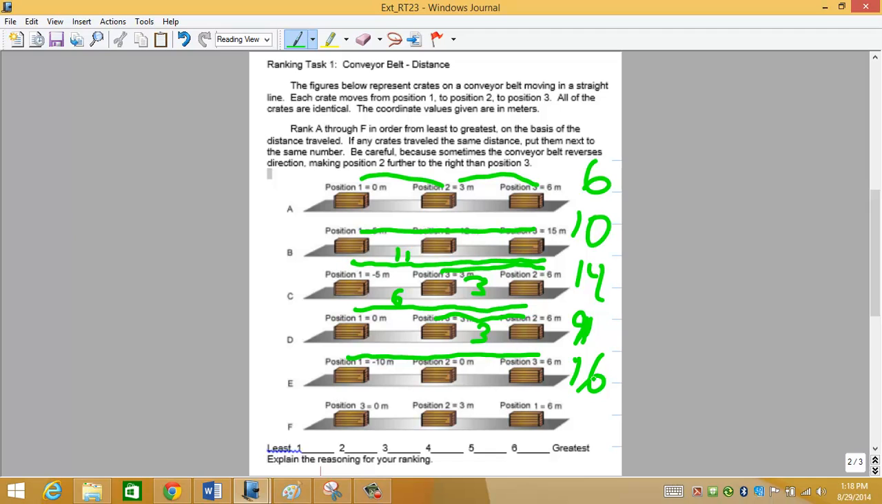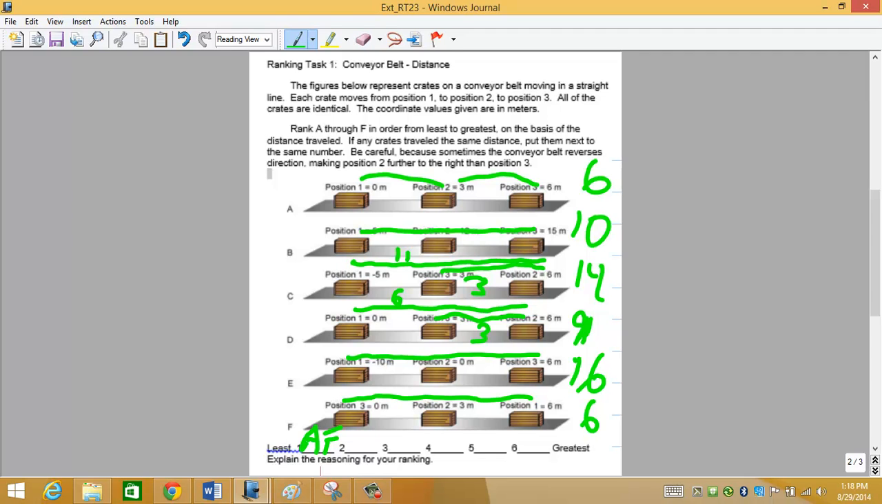And finally, in F, we're moving from right to left this time. But remember, the direction does not matter when you're talking about distance. All we care about is how far you have traveled. If you go from position 1, which is at 6 meters, all the way to position 3, which is at 0 meters, you have traveled 6 meters. It doesn't matter that you've traveled right to left compared to, say, A, where you went from left to right. They're both the same distance. They would both be the least amount of distance for all these. So we would list A and F together. A and F are the least.